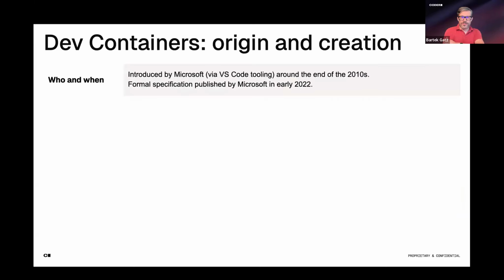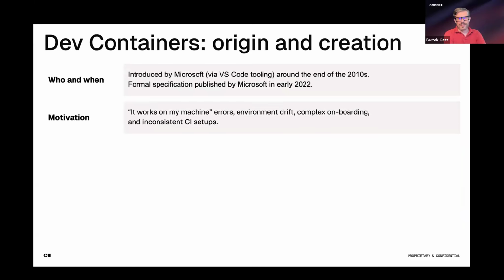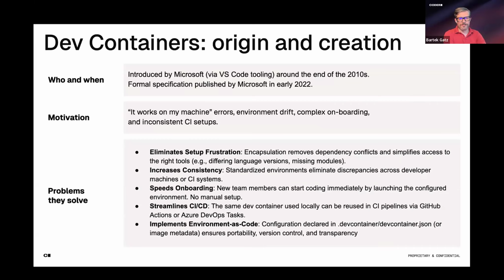Dev containers were introduced by Microsoft initially within the VS Code tooling around the end of 2010s. However, the formal publication of the spec for the technology was done in early 2022. And again, the motivation was very similar to what I just described. This proverbial "it works on my machine. I don't know how to reproduce the error. Everything is fine." This is the core motivation behind the creation of this specification.